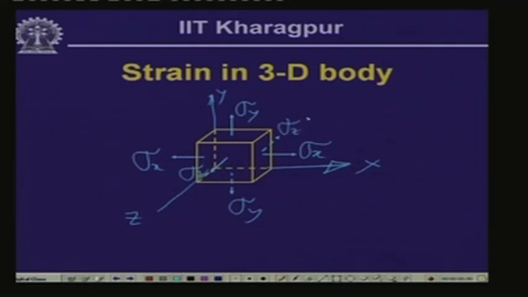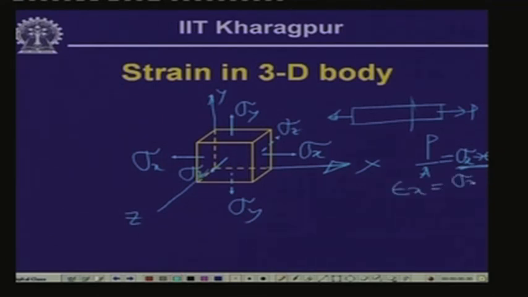Now, as we have seen earlier, when a bar is subjected to axial pull, the stress at any cross section is P divided by A, the cross sectional area, which we have designated as normal stress sigma x, and correspondingly the strain in the axial direction is epsilon x, and as per Hooke's law, epsilon x is equal to sigma x by E.